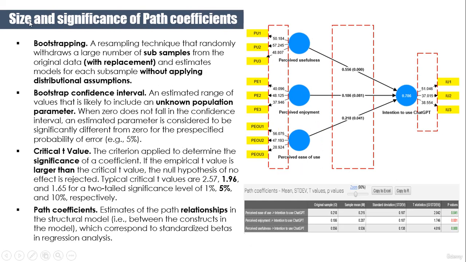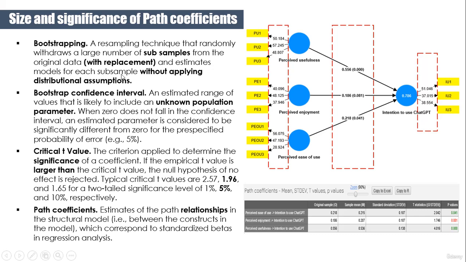Then for determining the size and significance of the path coefficient, you need to use the procedure of bootstrapping in Smart PLS. As we already have said, PLS-SEM does not give you the restriction of normality of the data, because it applies the bootstrapping procedure. That means it is a resampling technique that randomly draws a large number of subsamples from the original data with replacement, without applying the distributional assumptions.